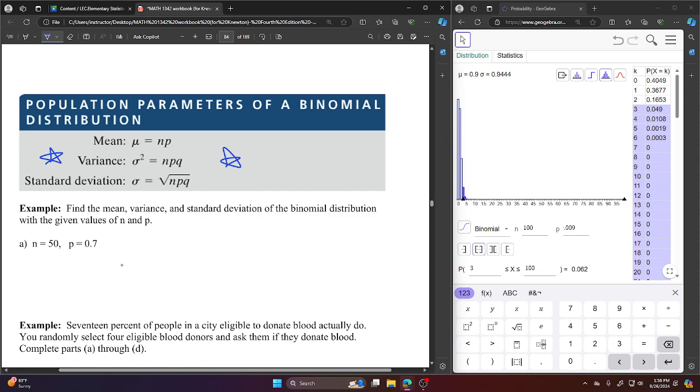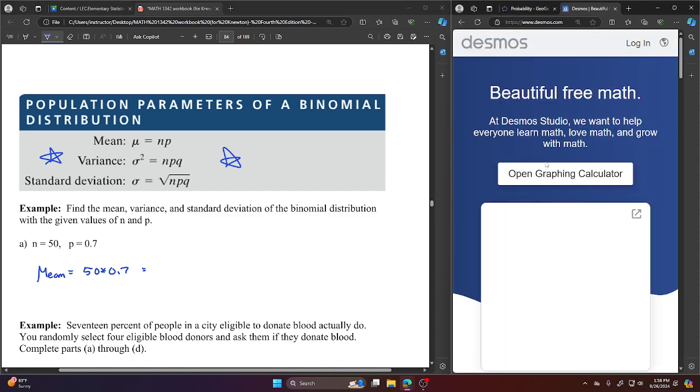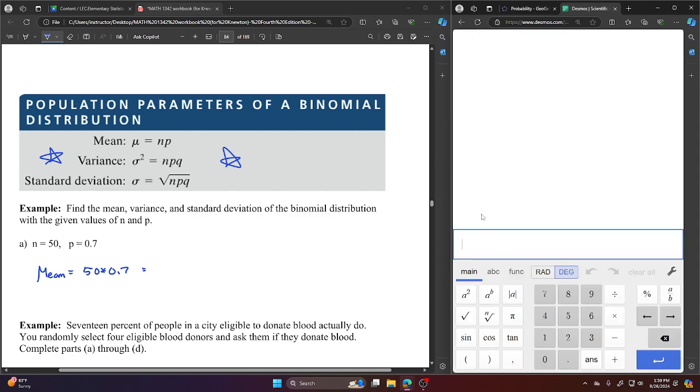It says find all these, given I have this n and this p. So here, let's find the mean. What am I going to do with the n and the p to find my mean? Yeah, exactly. I'm going to multiply them. This calls for a calculator. I'm going to use Desmos. Just a little bit partial to Desmos. So 50 times 0.7.